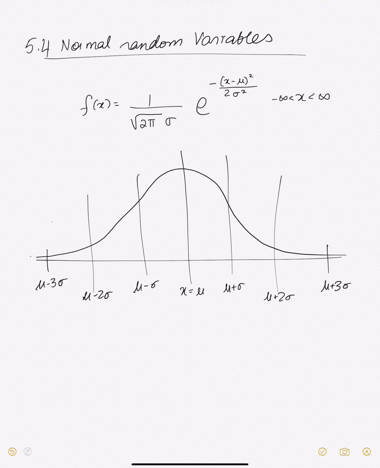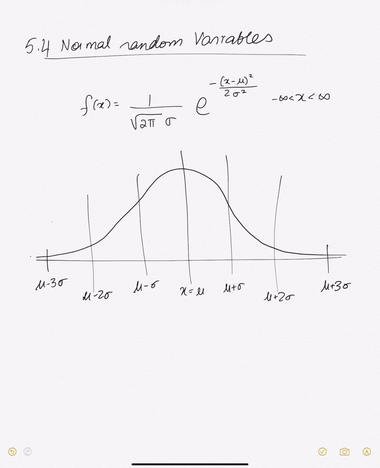Hello everyone. We're going to continue with chapter 5 and are now at section 5.4, looking at normal random variables. Most of you have seen this bell curve at some point in your career as a student, even maybe in middle school or high school, I'm sure. Anyway, let's start with the definition of a normal random variable.